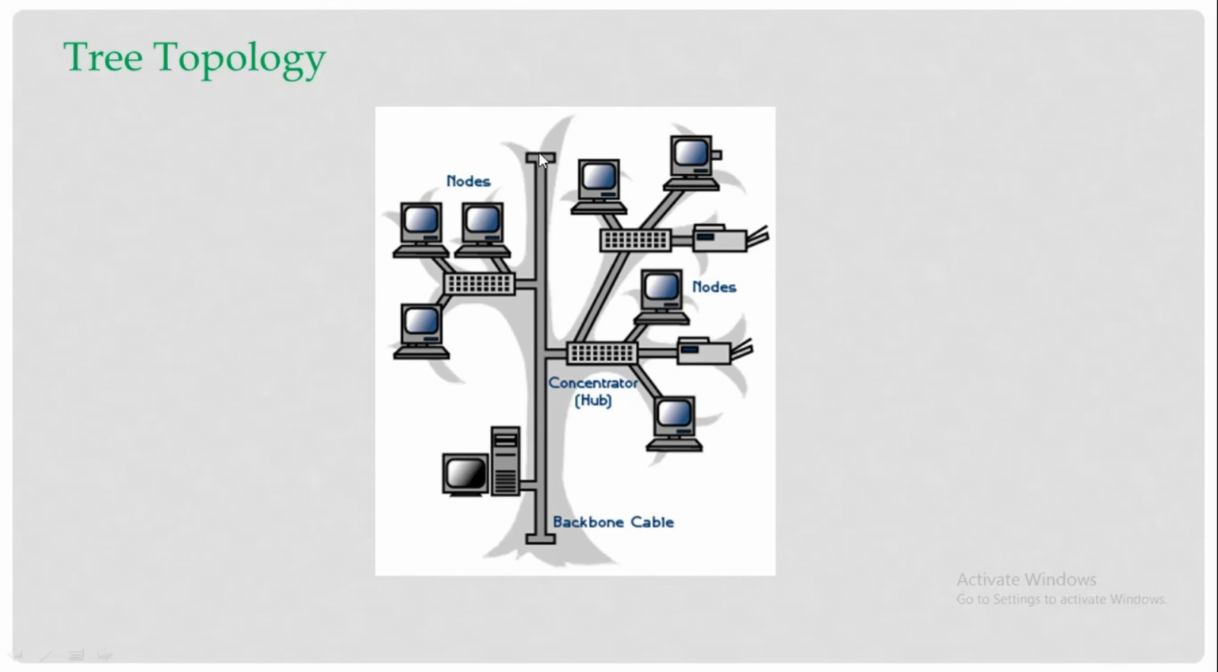This backbone cable is nothing but a bus topology, and from this bus topology you are connected with a different number of systems, and these systems are connected via a hub or a switch. Whenever you connect a system with a hub or a switch, what topology does it mean? It means a star topology. So this tree topology is a combination of a bus topology as well as a star topology.